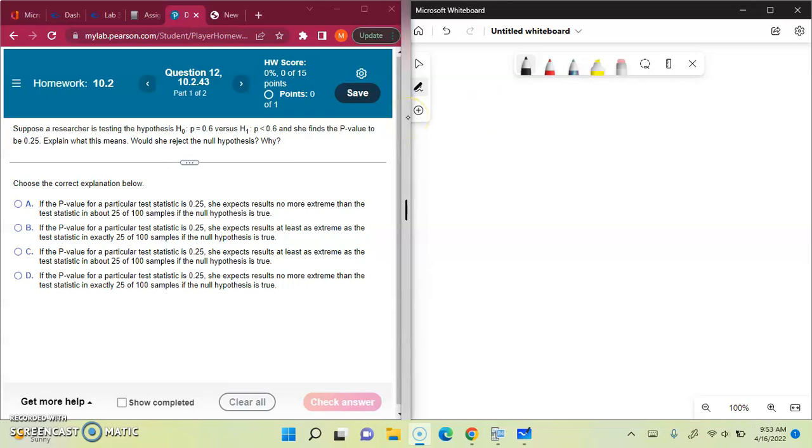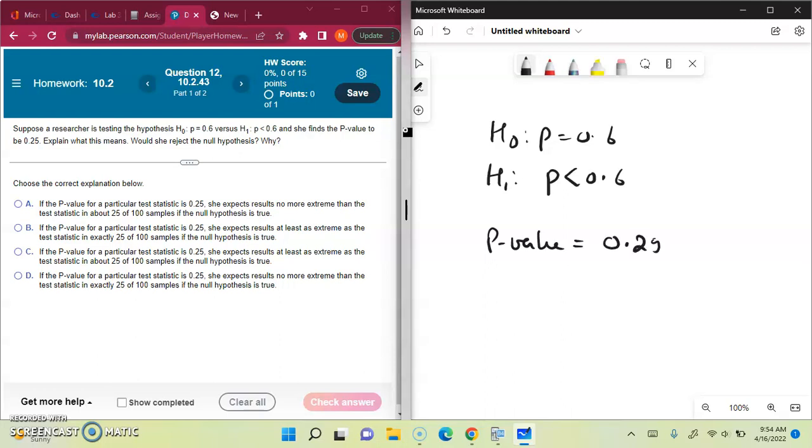Suppose that a researcher is testing the hypothesis H naught, which is P is equal to 0.6 versus H1, the alternate hypothesis that P is less than 0.6. She finds the p-value to be 0.25. So she did all her work and she found that the p-value is 0.25. Now what is p-value basically?